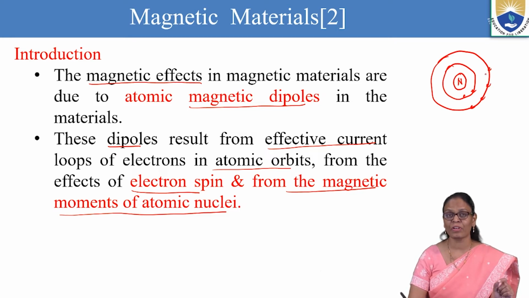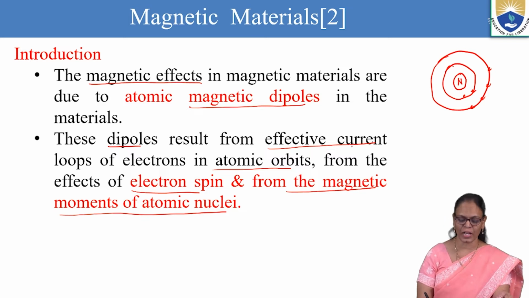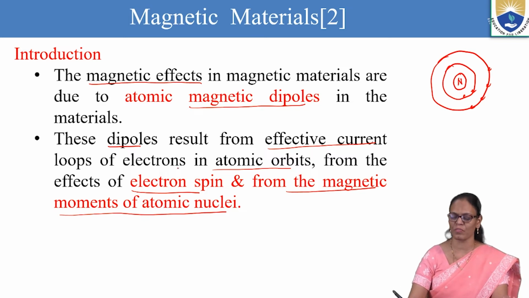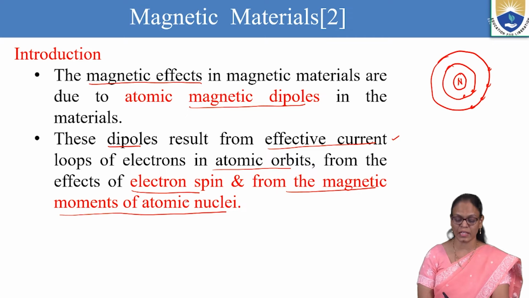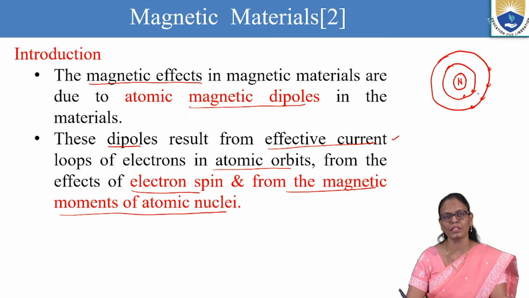Now when we are talking about a magnetic material, the magnetic effect is due to the magnetic dipoles, and these dipoles are formed as a result of the current due to the loop of electrons. Whenever these electrons are revolving around the nucleus, they constitute current, and that also gives rise to a dipole. And also we see the electron spin. The electron, while revolving around the nucleus, is also spinning about its own axis.